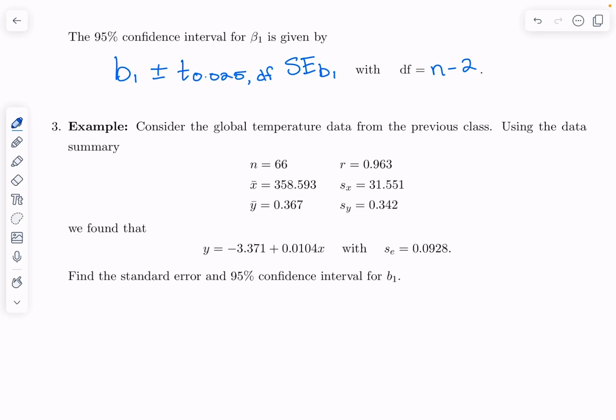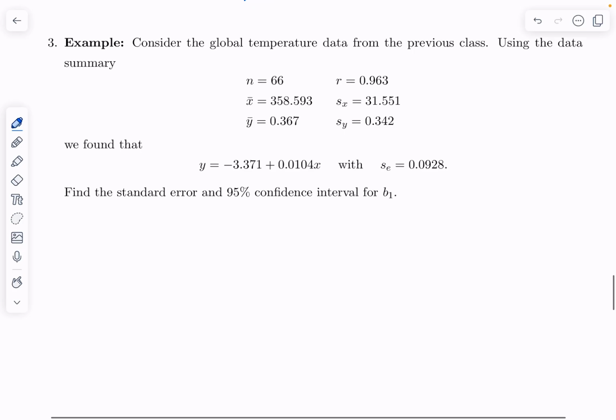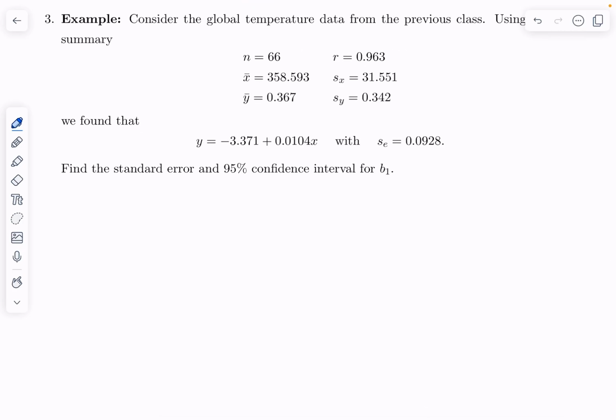So what I would like to do is find a confidence interval for the slope around the regression line for our global temperature data. You'll recall that given these summary statistics, we found that the regression line for the global temperature data was negative 3.371 plus a slope of 0.0104 times x. And we had a residual standard deviation of 0.0928. I'm going to use that information to find a confidence interval around that slope.